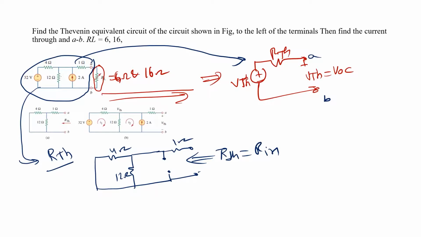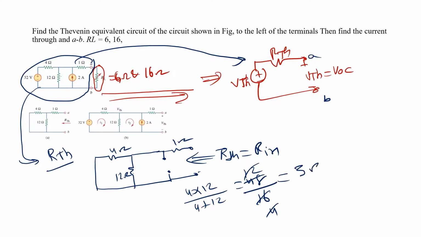Now what happened? These two resistors are parallel. So how can you find it? 4 into 12 by 4 plus 12, 48 by 16. So you will get 3, because 4 1 4 2, 4 1 4 3. So that is 3 ohm, right?